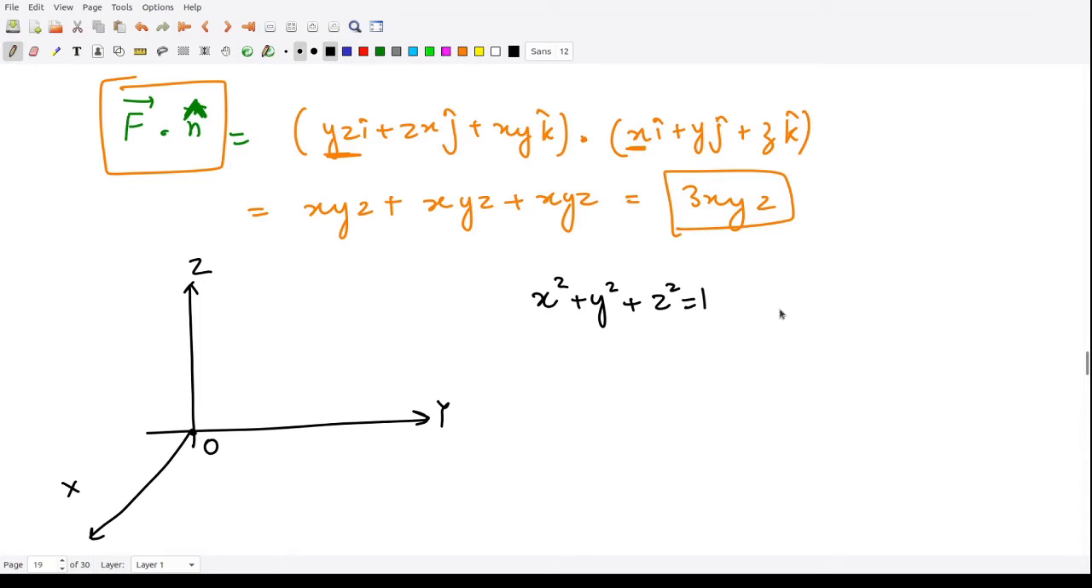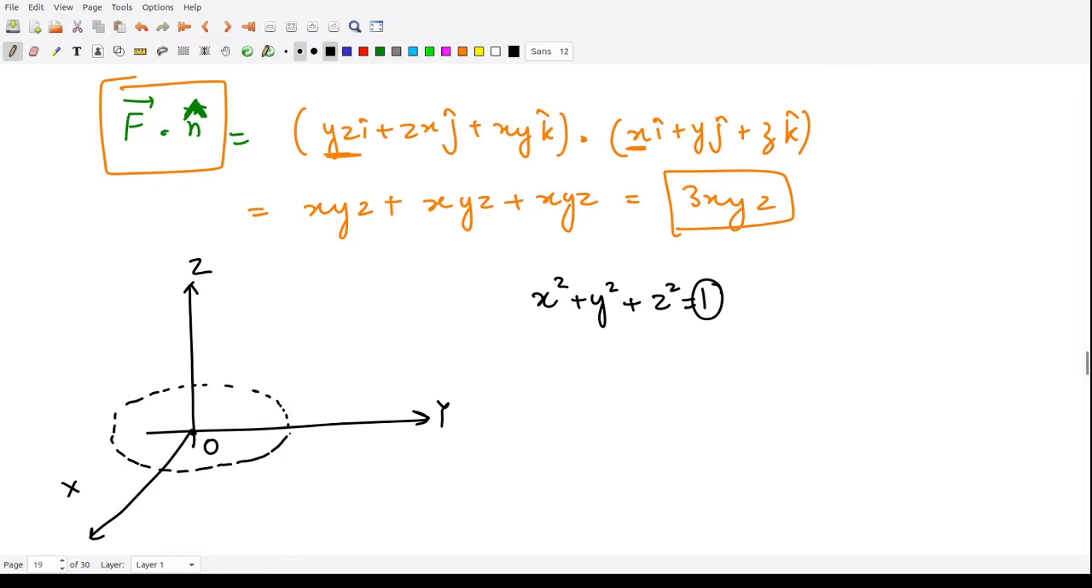Okay, so the sphere here is given by the equation x square plus y square plus z square is equal to 1. That means this sphere has radius equal to 1, right? So we can draw this sphere. We will first draw a circle here in the xy plane having center at origin and radius as 1.